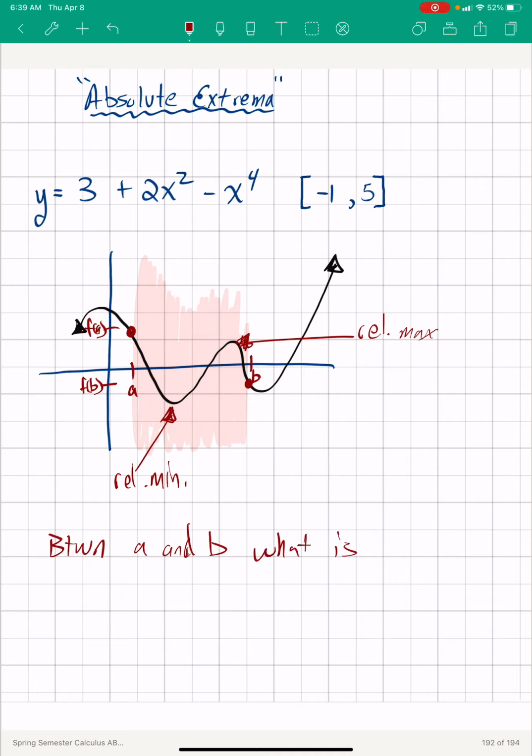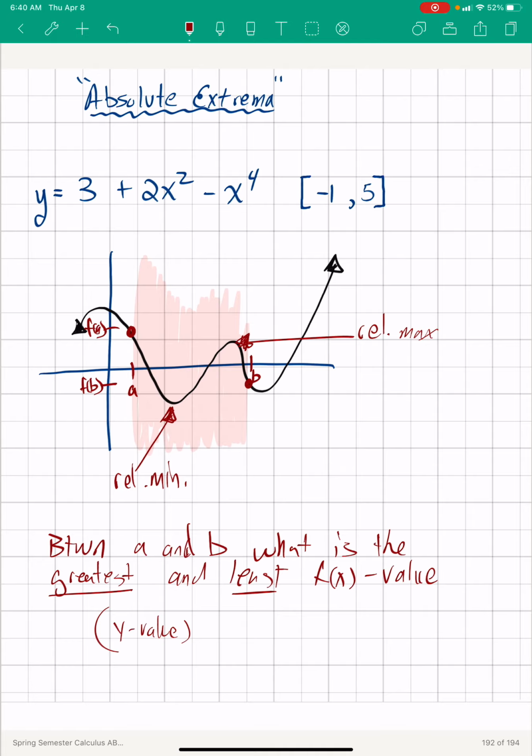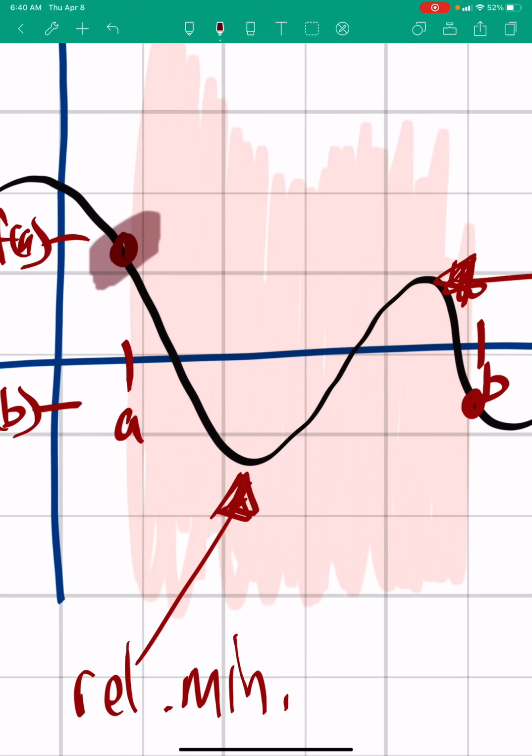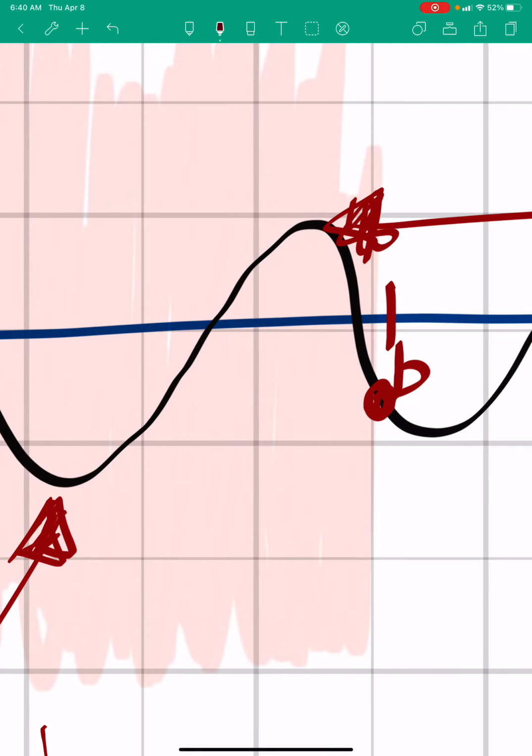what's the absolute extrema? Which is really saying, between A and B, what is the greatest and least f of x value or y value? So we're looking for the highest point and the lowest point. And by quick observation, we can note the highest point in that shaded region is going to actually be f of a. And the lowest point, although close, we can see that the relative minimum is actually a little bit lower than the endpoint at b.